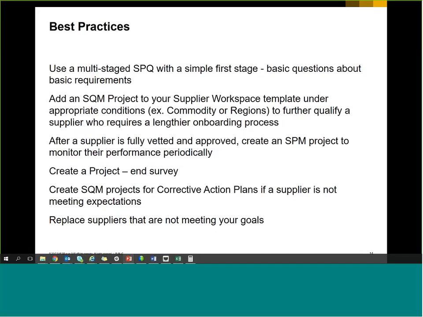You can also create SQM projects for corrective action plans if the supplier is not meeting those expectations. So even after you register them, you can still monitor their performance or ask them quality questions or qualification questions through an SQM project to make sure that they're still performing where you need them to be performing. And then replace suppliers that are not meeting your goals by using these registration processes, whether that's going out to discovery to find new suppliers or just sending them back through a series of questions to see if anything has changed about their qualification.